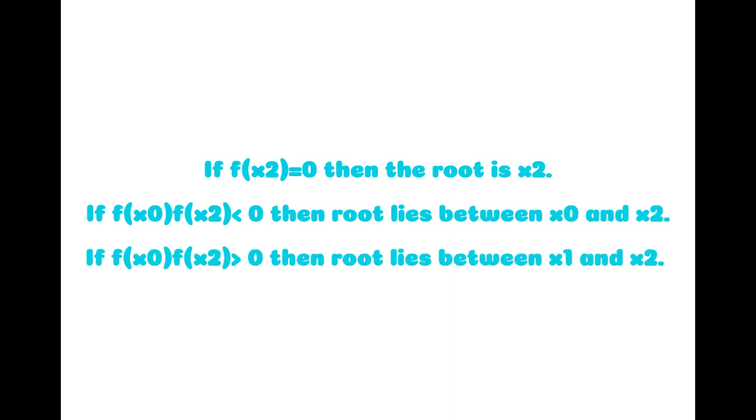The first one: if f of x2 equals 0, then the root is x2. The second one: if f of x0 times f of x2 is less than 0, then the root lies between x0 and x2. The third one: if f of x0 times f of x2 is more than 0, then the root lies between x1 and x2. And then the process is repeated until we find the root within desired accuracy.